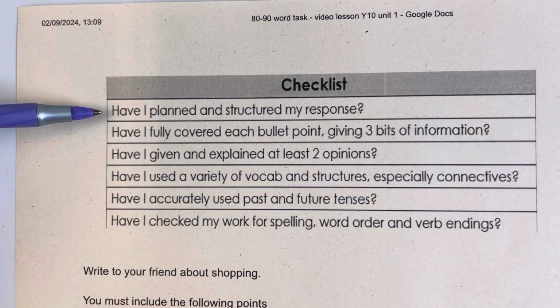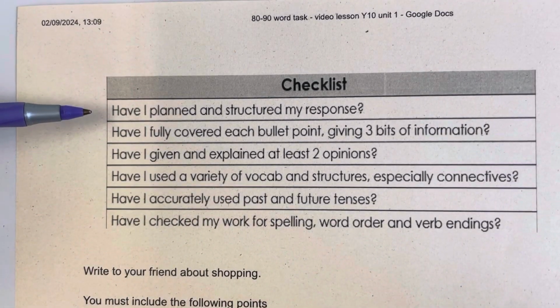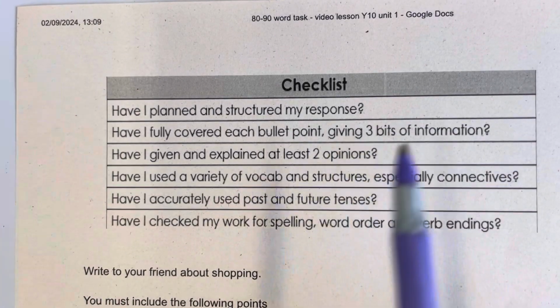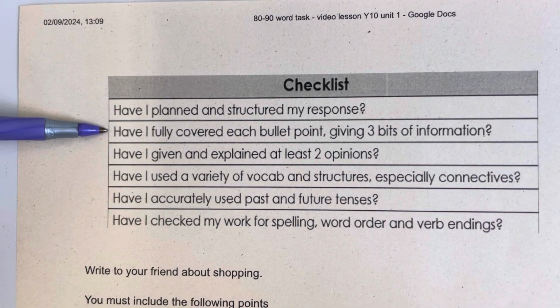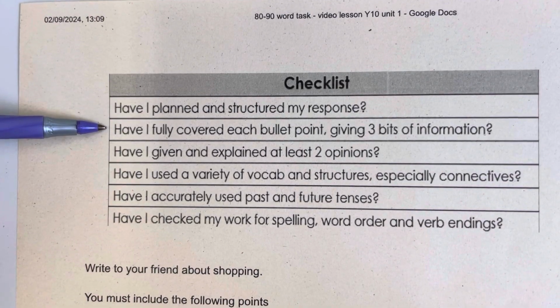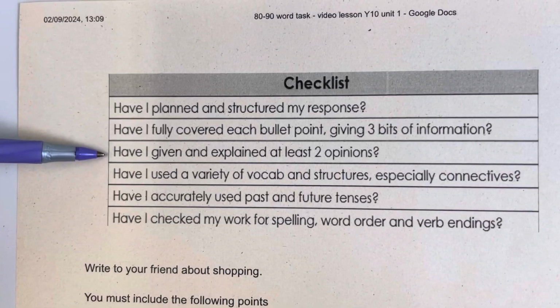Before you even get going, it's well worth looking at the bullet points and making sure you have enough to say about each bullet point. If you miss a bullet point, you're severely impacting your content grade, so it's really worthwhile taking the time to plan. Have I fully covered each bullet point by giving, and I'm suggesting here, 3 bits of information for each bullet point? There is a big focus on development of ideas and use of varied language. So by including 3 bits of information in each bullet point, you're ensuring that you hit the mark on that.